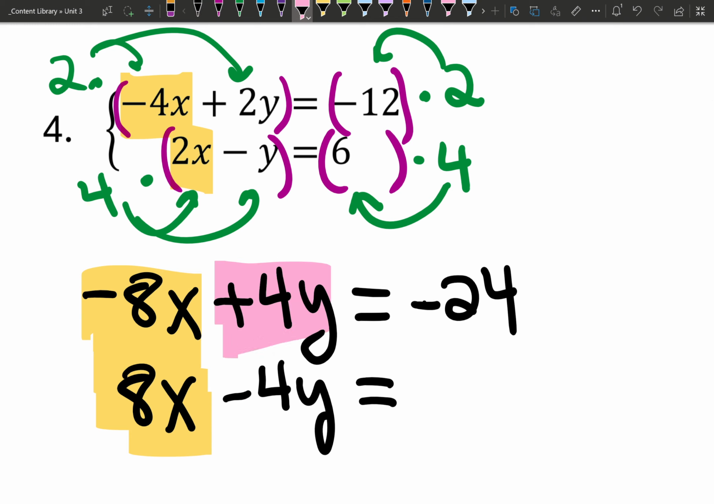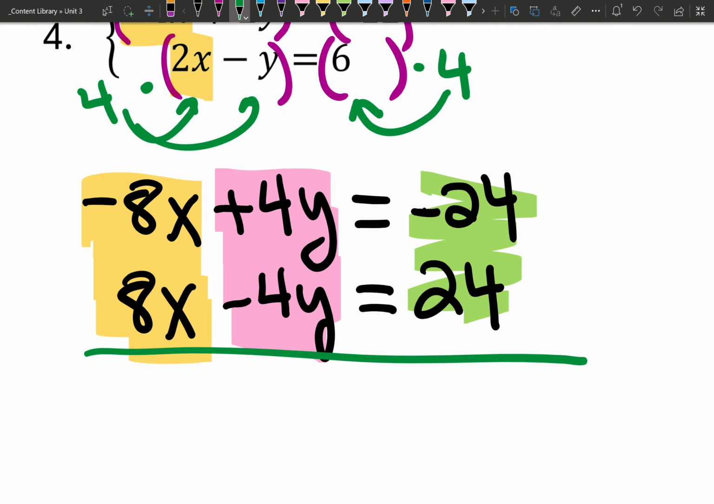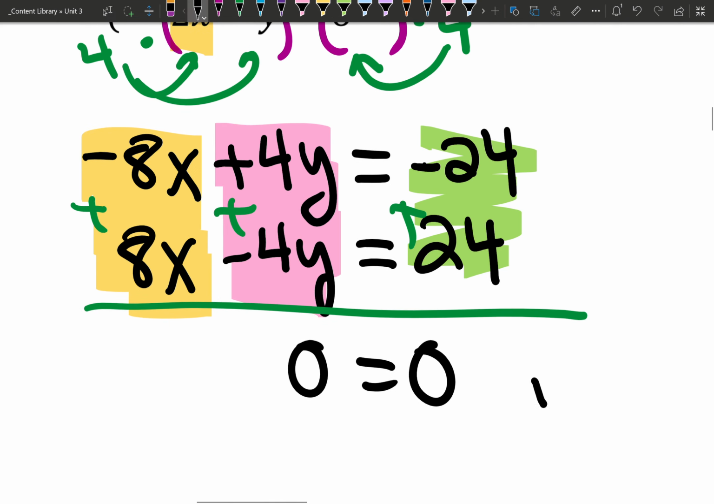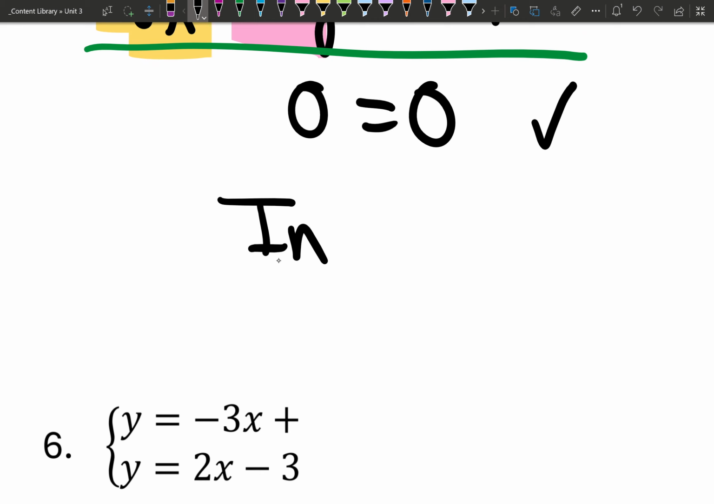Uh-oh. These are also opposite. Let's see what happens here. 4 times 6 is 24. These are also opposites. So, if everything cancels when we add, we get that 0 equals 0. Does 0 equal 0? Sure does. Infinite solutions.